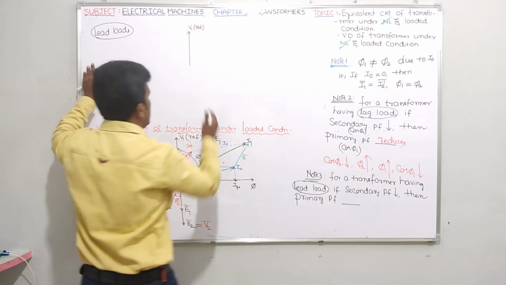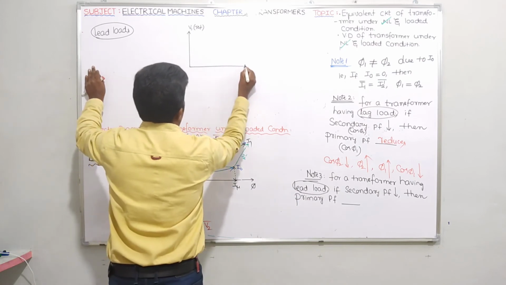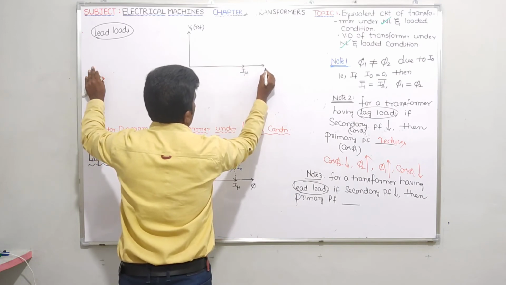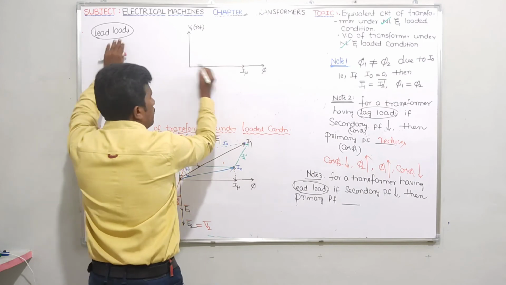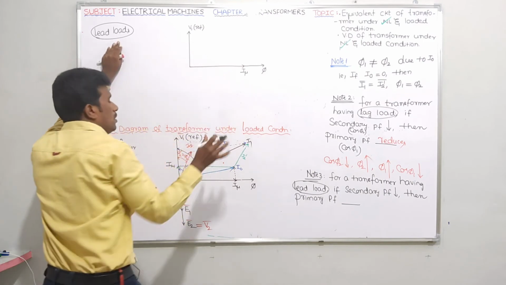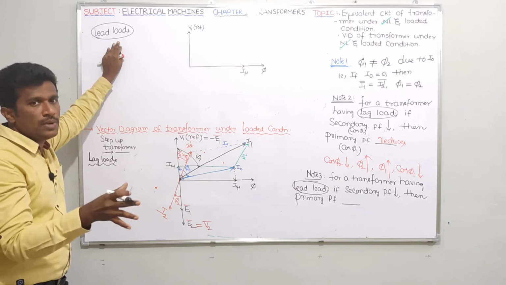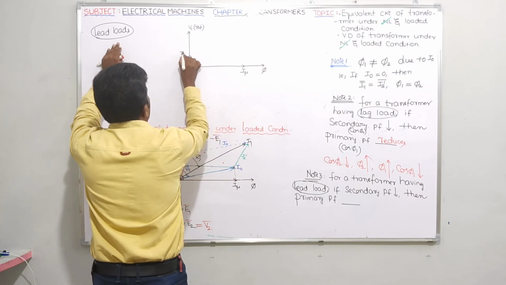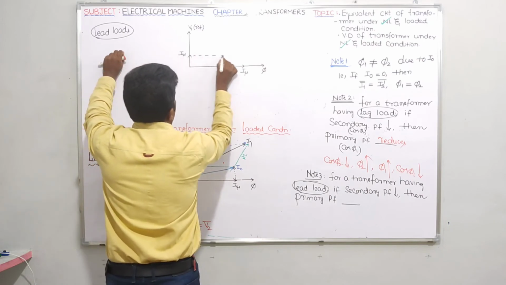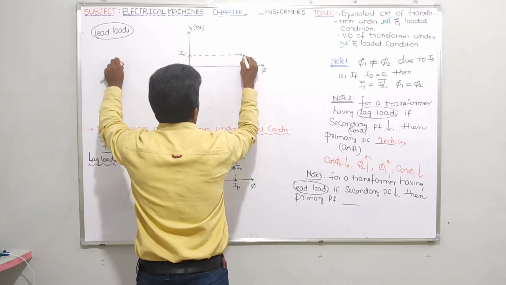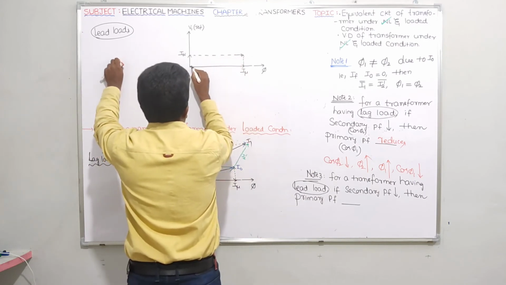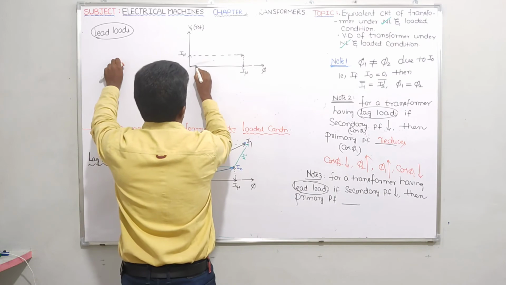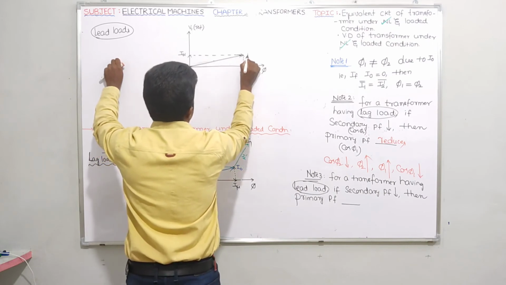I mu lags V1 by 90 degrees. Yes, this is what I can say. And because of I mu you will get flux in the transformer core, so I mu and flux will be in phase. And because you have to show core loss in the transformer, for that I will be using IW. So IW will be in phase with V1. This is already explained, please try to refer. Next, the vector sum of IW and I mu gives you what? I naught.